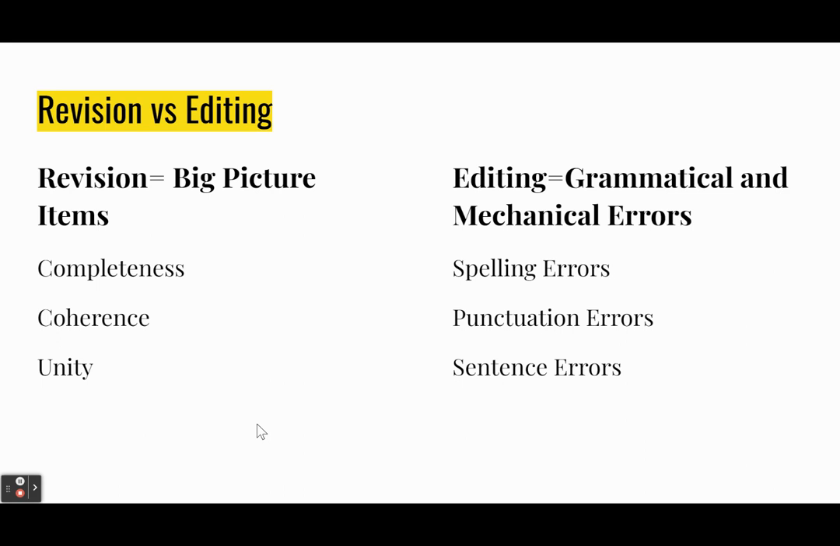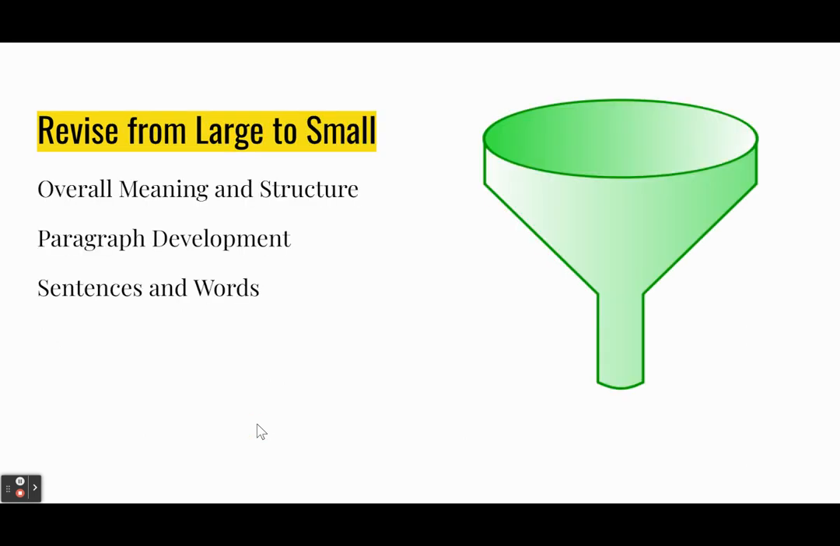Editing is all the grammatical and mechanical errors, the things that are easy for me to mark, and I'll mark some of them, but Google Docs has blue lines and red lines underneath a lot of the potential spelling errors, the punctuation errors, the run on sentences, things like that. So, a lot of that, if you're using Google Docs, should be done for you. There are some things that it won't catch, so you still should do some editing. But revising is the big picture item, and it should get done before you do the editing, before you do the small grammatical and mechanical mistakes. Revise, as I said, from large to small. Overall meaning and structure, paragraph development, sentence and words. In other words, the editing part comes last, the big revisions come first.